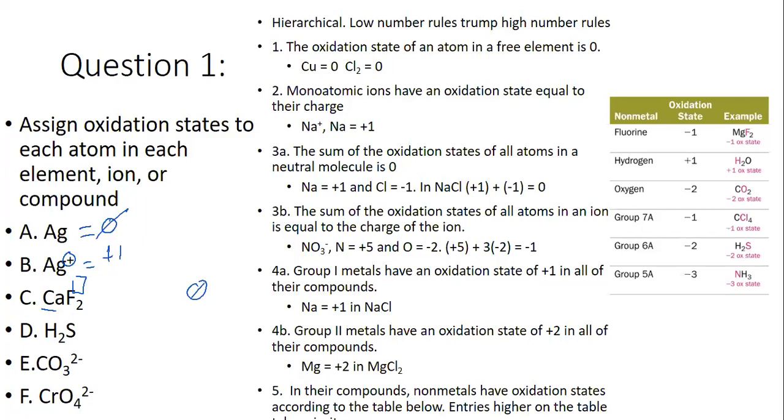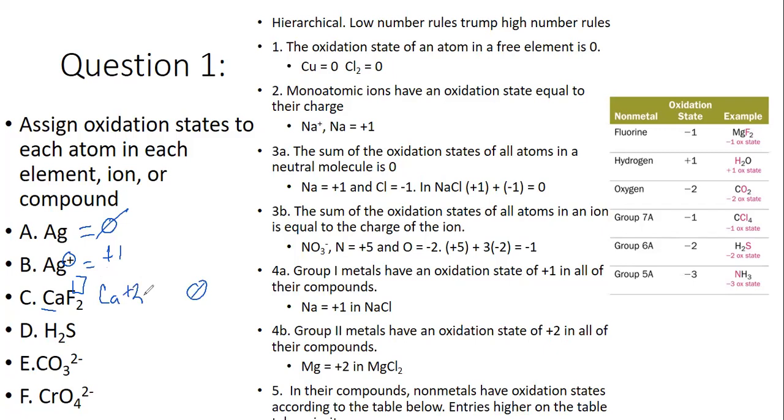Actually, one sec, sorry. Let me just pull up my periodic table here because I don't have it in front of me. Yep. Okay. So calcium is a group 2 metal. And rule 4B says any group 2 metal has an oxidation state of plus 2 in every compound. So calcium has an oxidation state of plus 2.